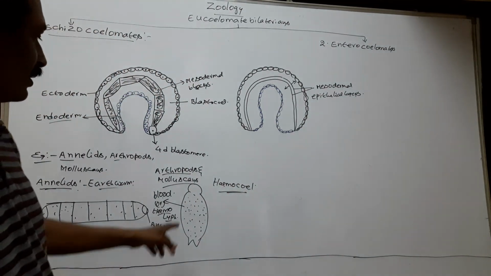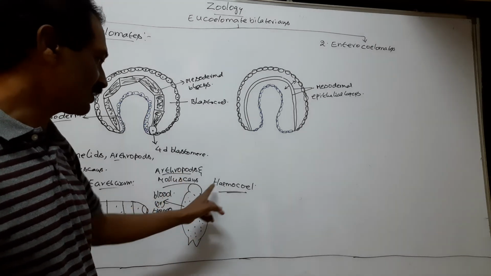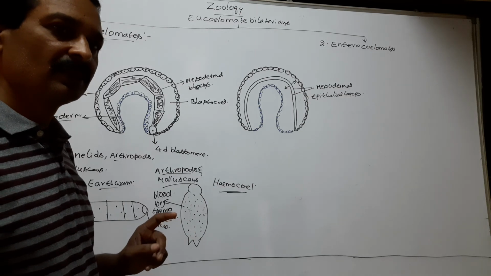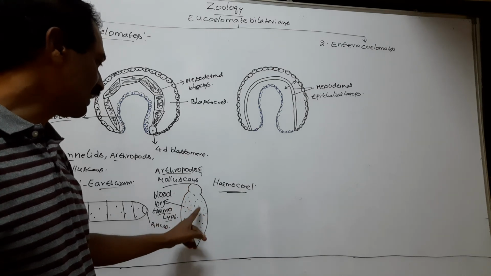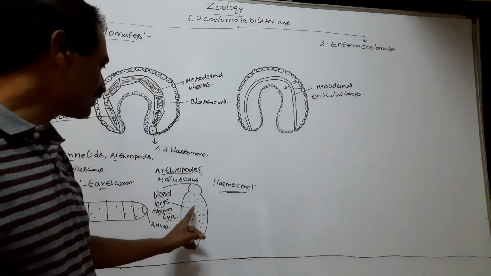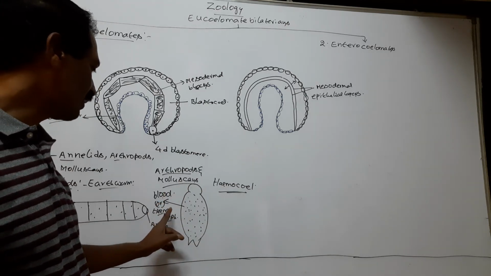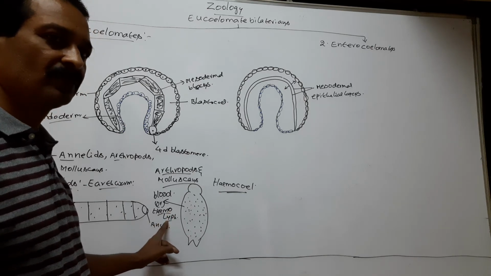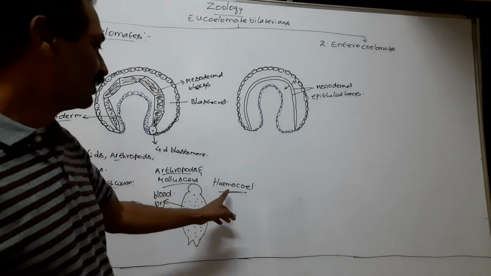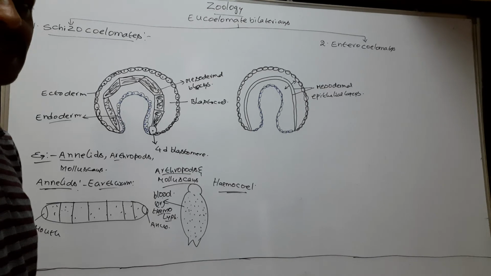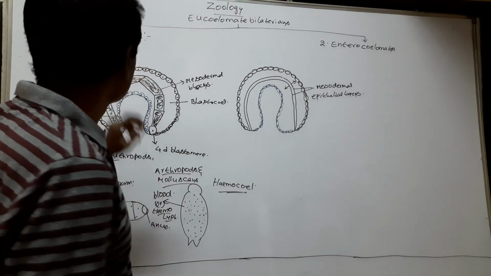Why is the schizocoelom or body cavity in the arthropods or molluscans called hemocoel? The true coelom or schizocoelom present around the visceral organs is filled with blood or hemolymph. This type of coelom is called hemocoel. The blood filled schizocoelom is called hemocoel. So this is the schizocoelomates.